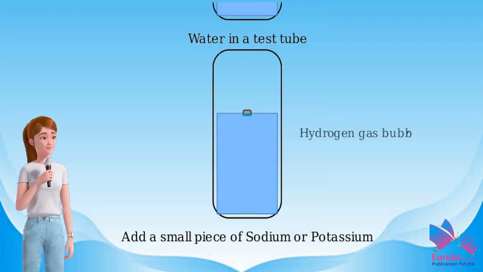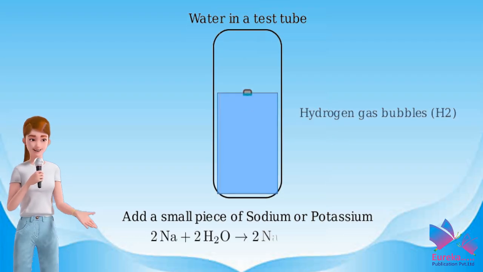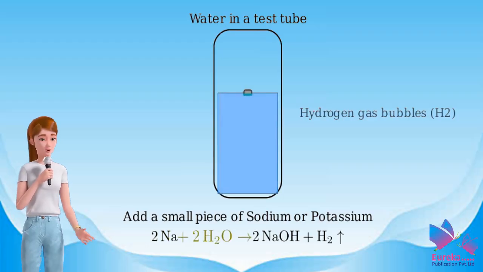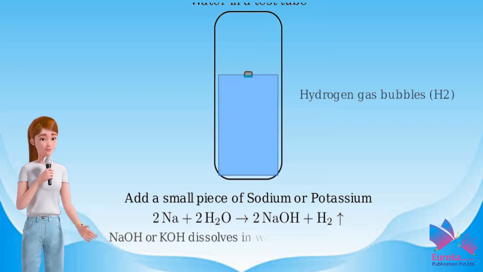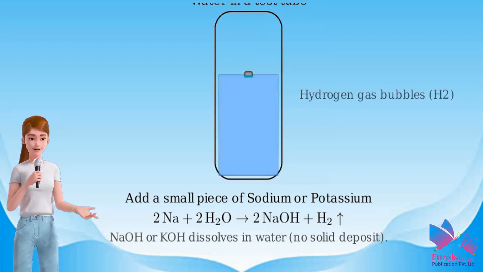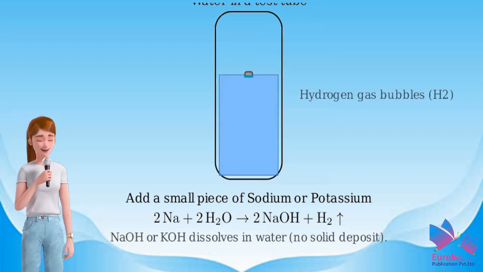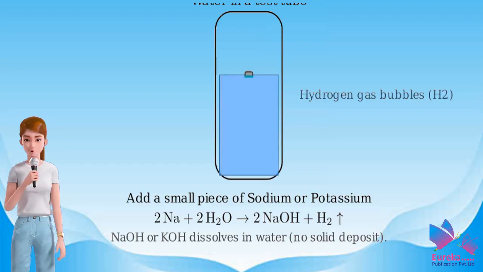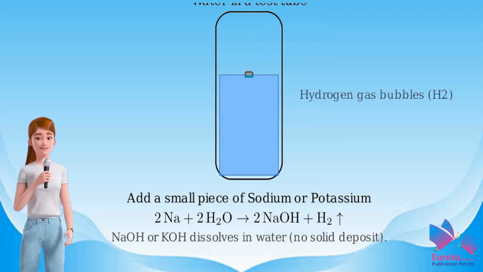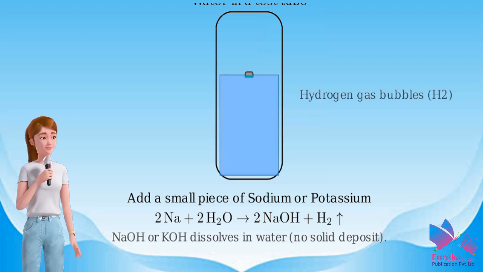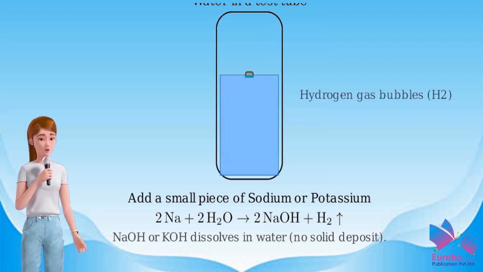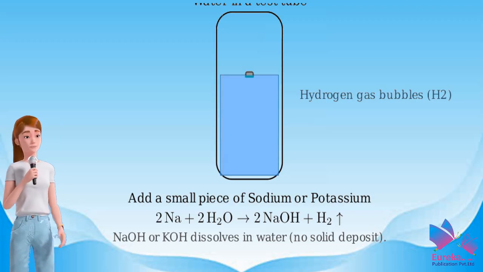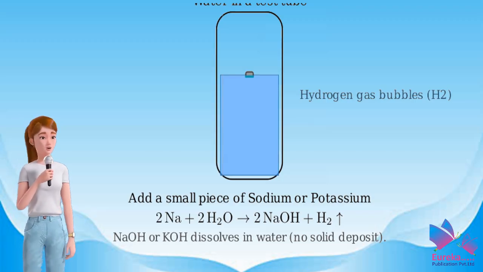You will quickly observe bubbles of hydrogen gas forming at the metal and rising through the water. The metal also forms a hydroxide, for example, sodium hydroxide or potassium hydroxide, which dissolves in the water. Let's visualize this and write the reaction for sodium as an example. 2 sodium plus 2 water gives 2 sodium hydroxide plus hydrogen gas.